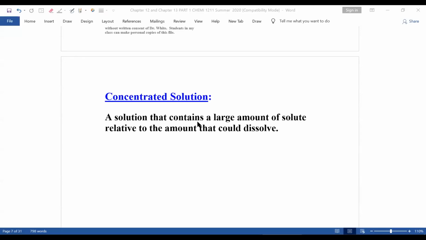So you should know, in a concentrated solution, you have a large amount of solute present relative to what you could dissolve.